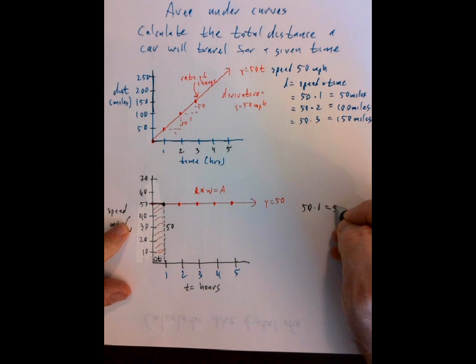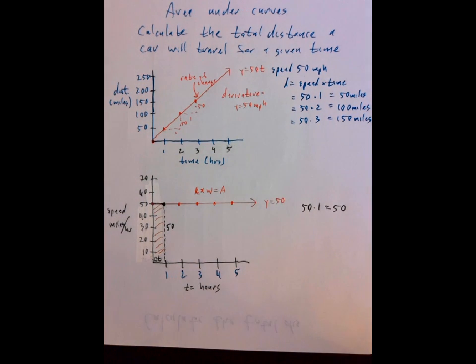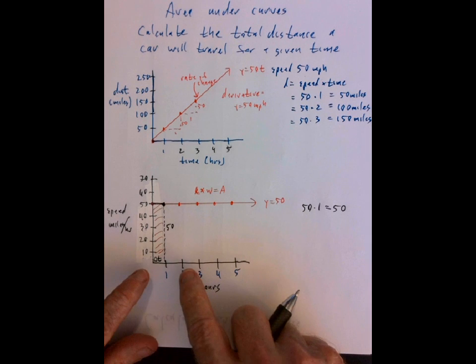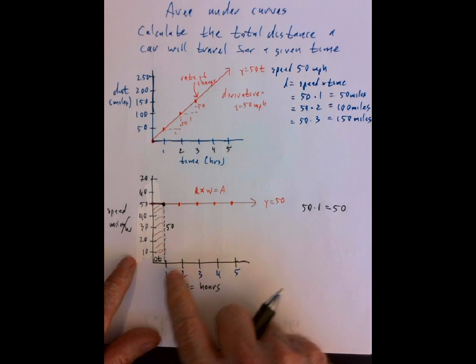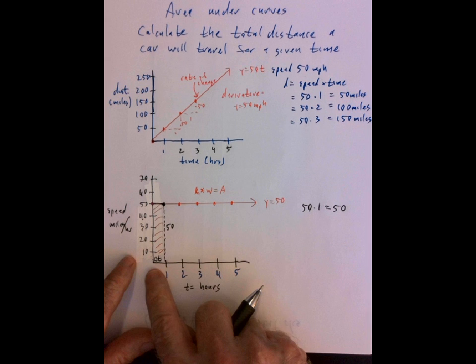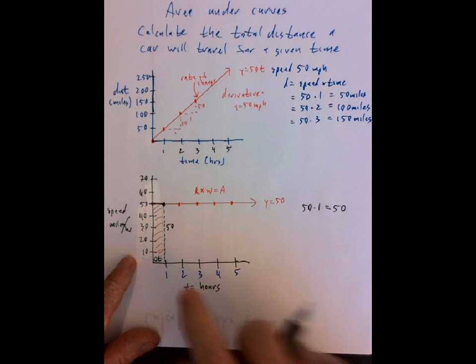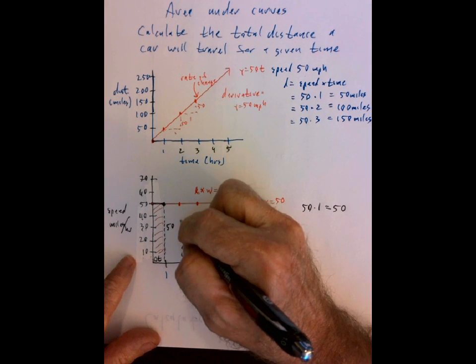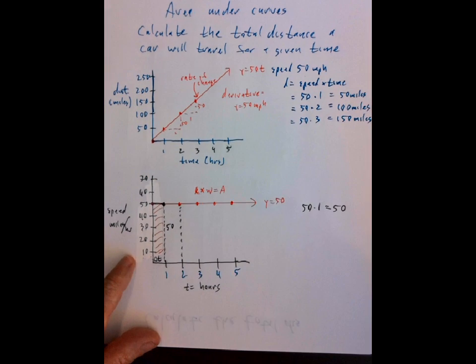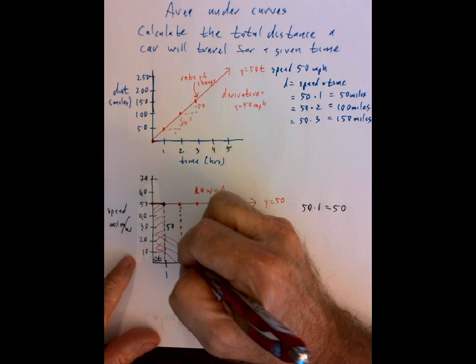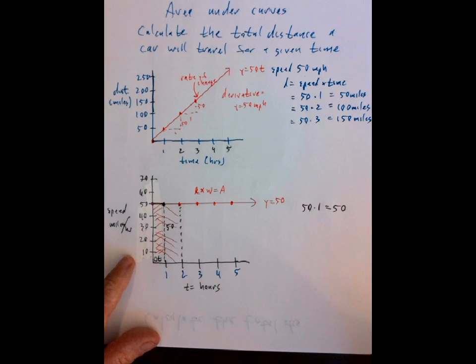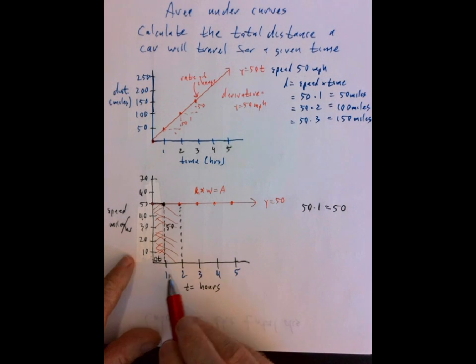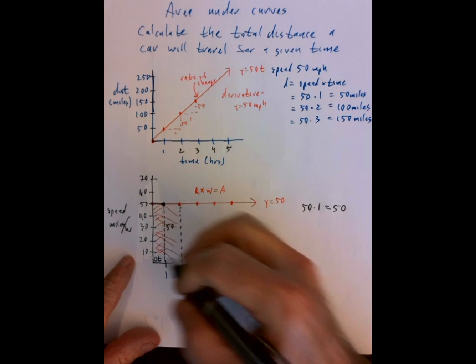50 times 1, the area of that is 50. Now, what if I want the area of the rectangle from time equals 0 to time equals 2? Well, I'll put a boundary line up here. Now we're talking about a rectangle that's got a delta t. This delta t was 1.